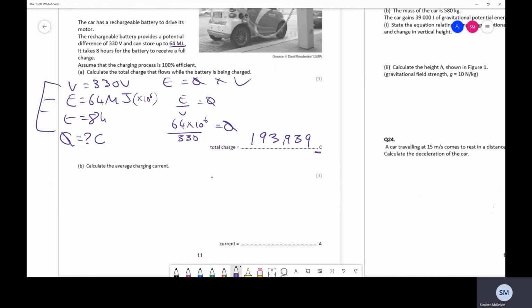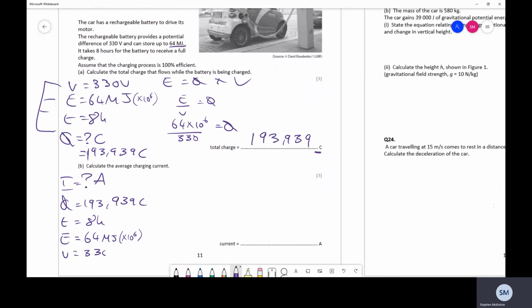Calculate the average charging current. Ooh, this is exciting. All right, let's find I is equal to I don't know how many amps. Now, which numbers do I have? I have got Q as being equal to 193,939 coulombs. I've got the time taken, which is 8 hours. I've got the energy that has been produced, 64 megajoules. I'll multiply that by 10 to the 6 to bring it down to its base unit. And I've got the voltage of 330 volts.